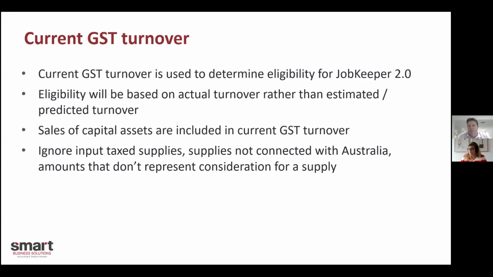What other items are excluded is items that we've received that basically aren't for a supply. So we haven't done anything in particular to receive that money. So for example, JobKeeper payments aren't included in GST turnover. Cash flow boost amounts that we've received from the ATO on your BAS statements are not included in your GST turnover. And certain state government grants.